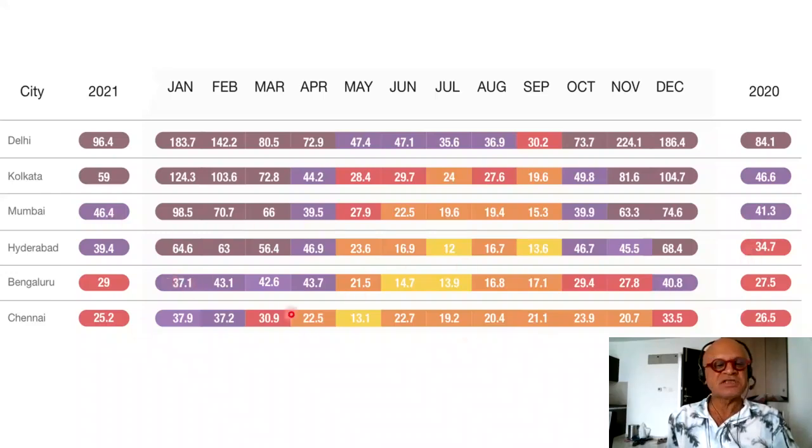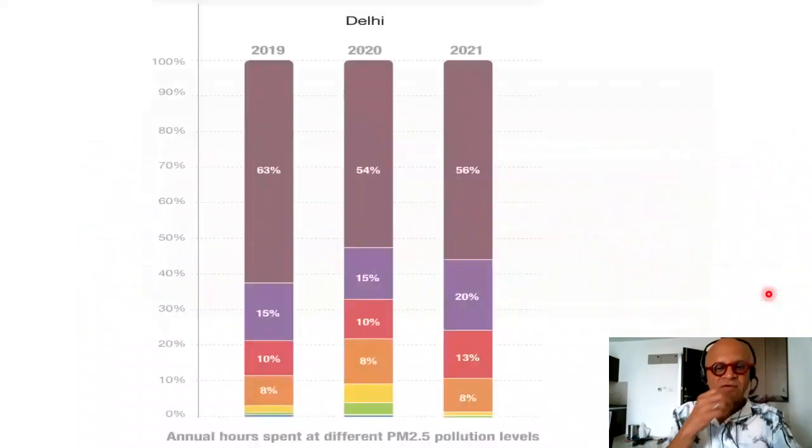So all of them have consistently gone up, except Chennai here seems to show a slightly higher number in 2020, but basically not much difference from 2021. Similarly, Bengaluru, which is kind of the lowest on this list. Fortunately, there is a lot of monitoring happening, a lot of advisories being issued. India has invested a lot in issuing air quality advisories and heat waves and so on. So annual hours spent at different PM2.5 pollution levels is not good news at all.